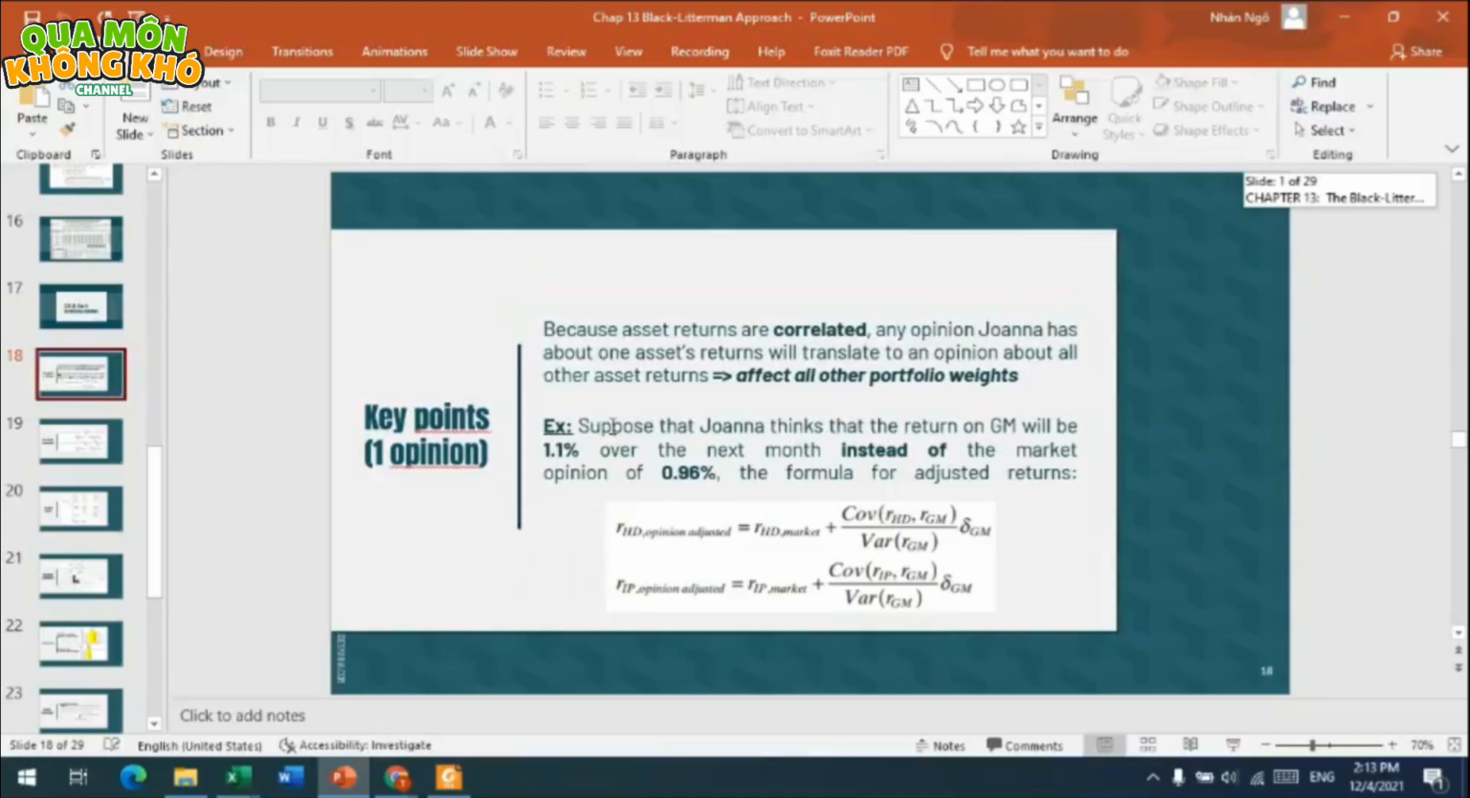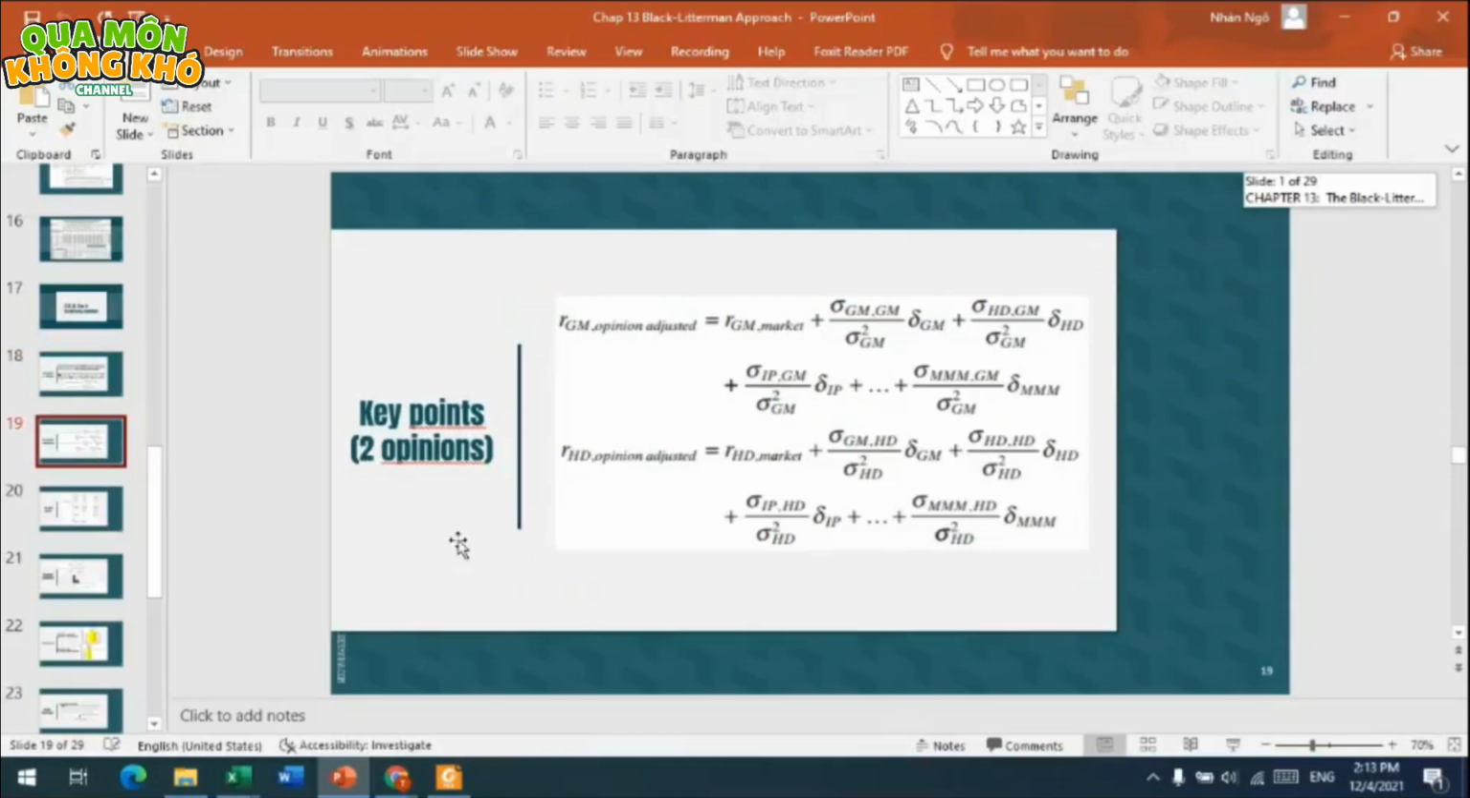So suppose that our investor Jonah thinks that the return on GM will be 1.1% instead of 1.96%. So we will have this formula to calculate the adjusted return for the rest of the stock. You will take a look and I will present it later in Excel. With the two opinions, we will spread out this formula with the plus, with multiple covar and var ratios like this.